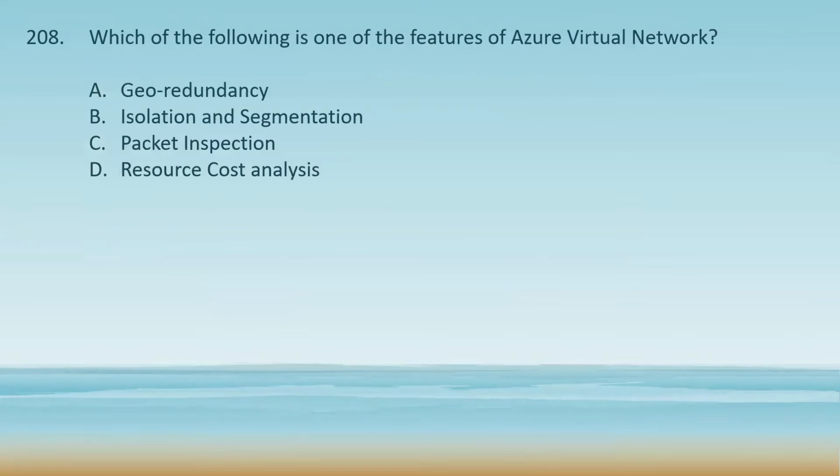Next question. Which of the following is one of the features of Azure Virtual Network? Your options are geo-redundancy, isolation and segmentation, packet inspection, resource cost analysis. Isolation and segmentation is one of the features of Azure Virtual Network. It allows you to create isolated and segmented network environments in Azure Cloud. This feature enables you to define and control the network traffic flow, set up subnets, and establish network security and isolation between different parts of your Azure infrastructure.